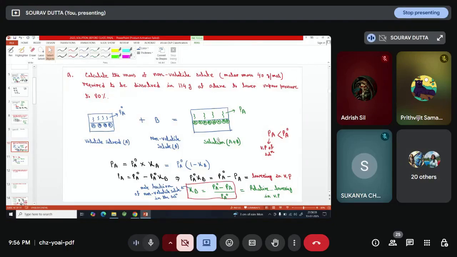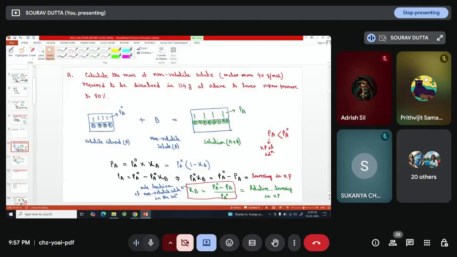So this is your solution. The surface area is similar to the previous one, but the number of A molecules in the surface is reduced. Why reduced? Because some B molecules occupy the surface. Let's say in the previous case there are 10 A molecules present in the surface. Now 6 A molecules are present in the surface, and the rest 4 are B molecules. But these B molecules are non-volatile, they cannot create vapor pressure.